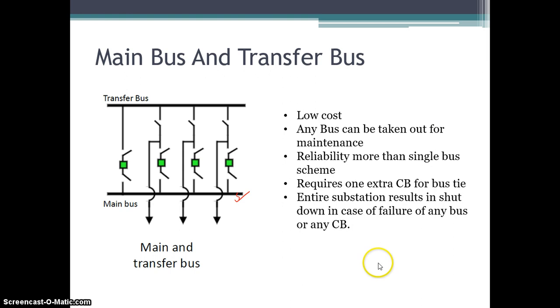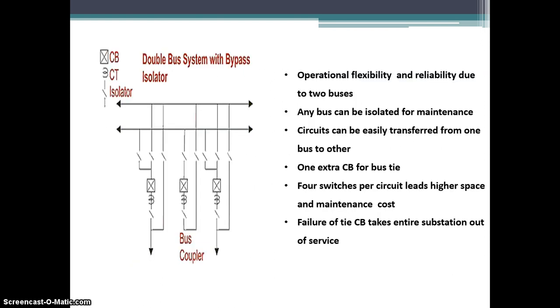What it requires? One extra circuit breaker for the bus tie, which you can see here. Also, if there is a fault on any bus or circuit breaker or failure of any circuit breaker occurs, then the entire shutdown of the substation is possible. Moving to our next configuration, which is a double bus system with bypass isolator.